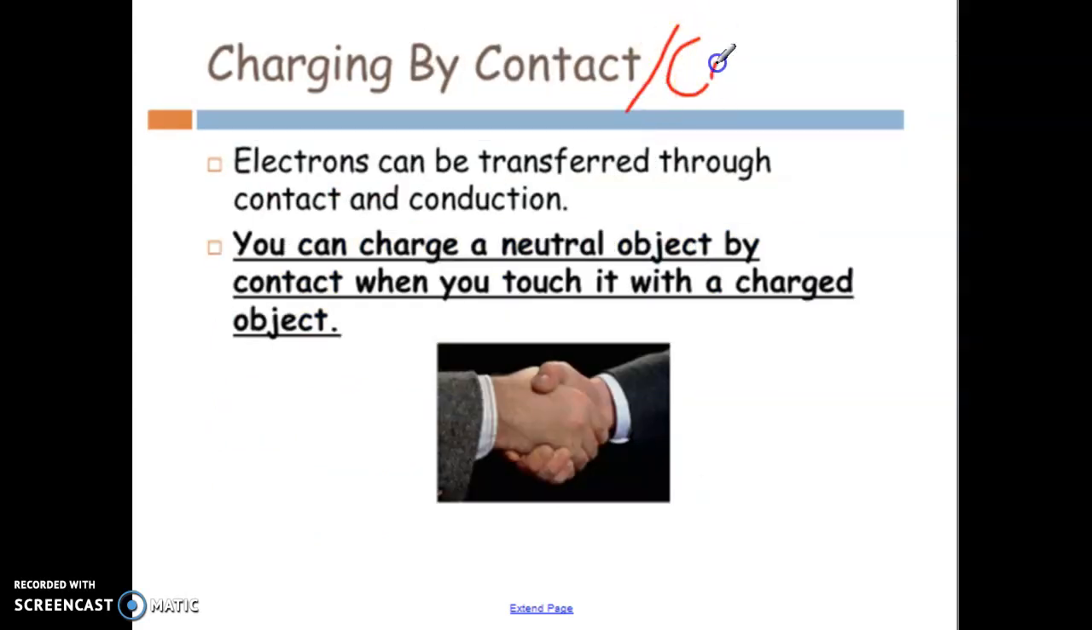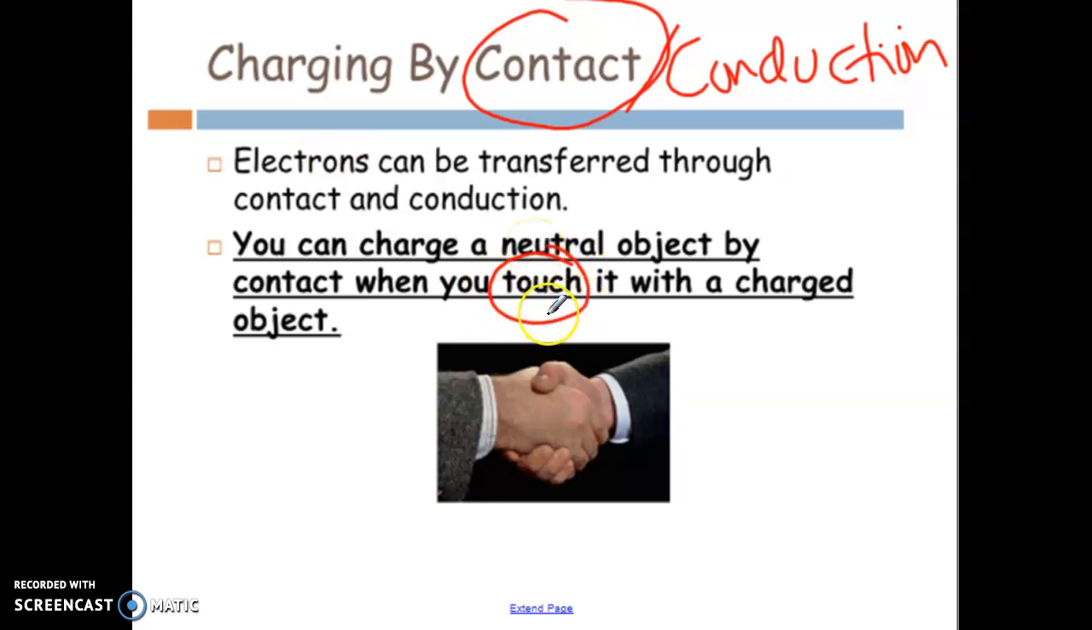Okay, so charge by contact, remember this is also known as charge by conduction, same thing. Charge by contact is different from friction, okay? Friction means that you are taking two objects and rubbing them together to create a charge. Charge by contact means that you are simply touching an object, and that's the key. It's not a rubbing, it's not like the balloon rubbing against the sweater. It is a touch. So you can charge a neutral object by contacting it with a charged object.